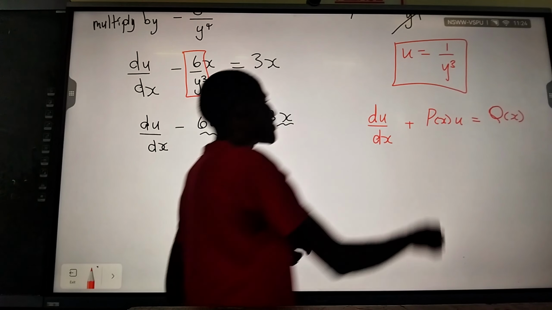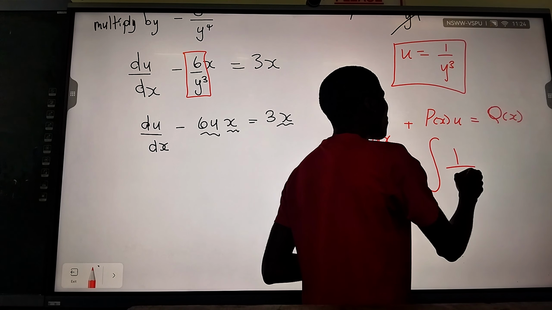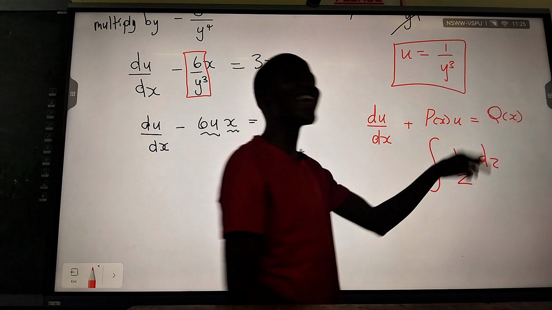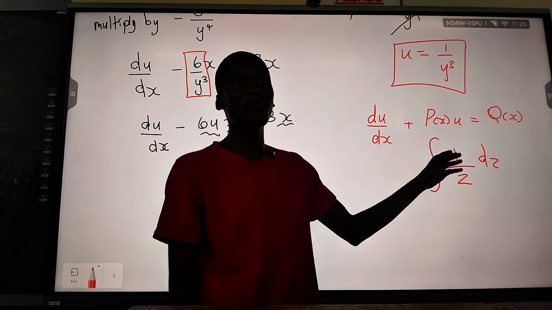We can get confused. If someone says find the integral of 1 over z dz, a person gets confused just because it has z. But if I say 1 over x, people just say it's ln x, straightforward.